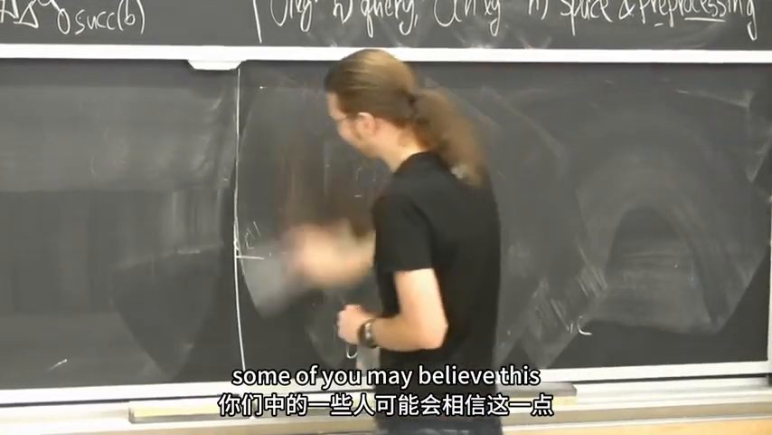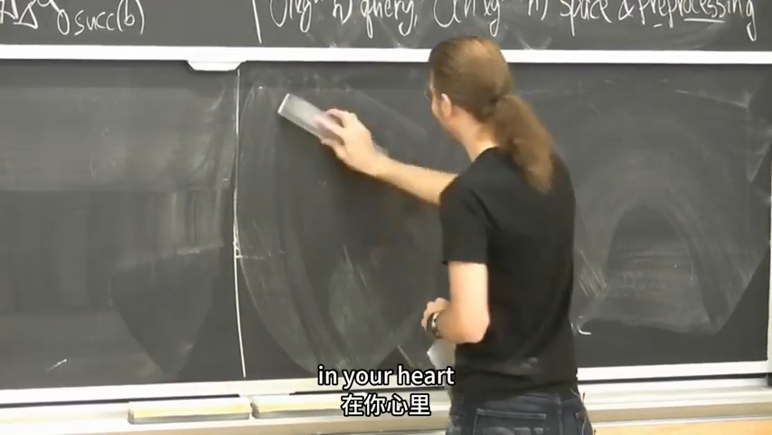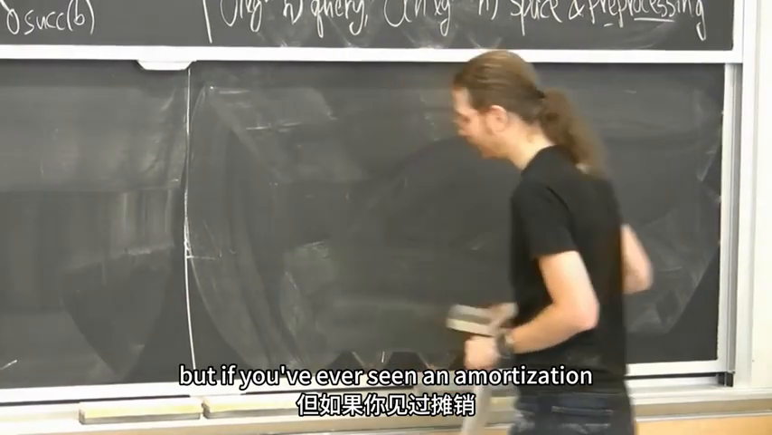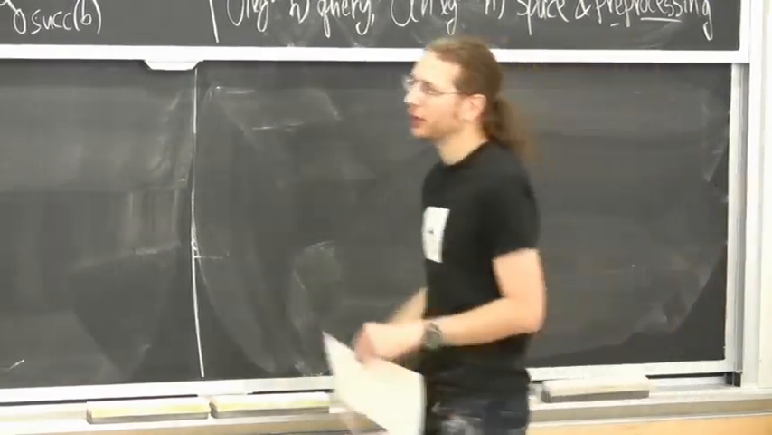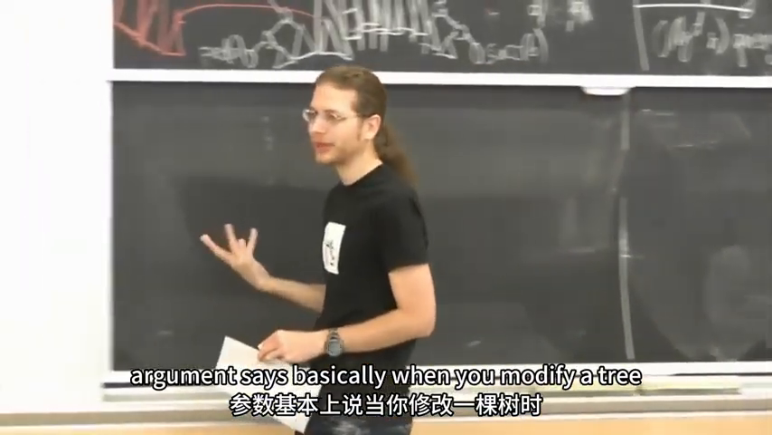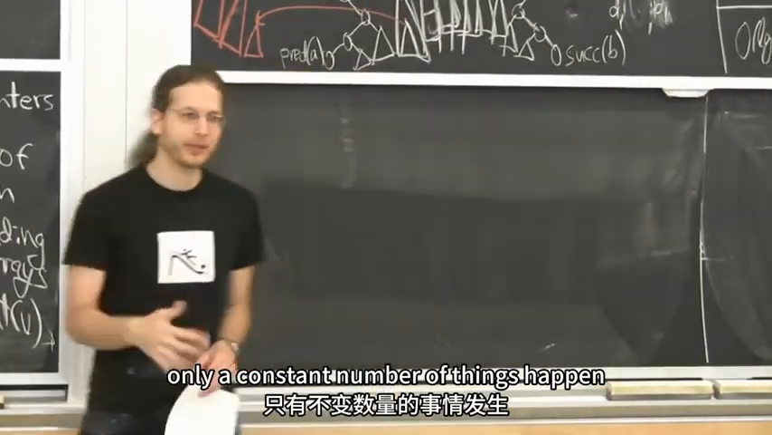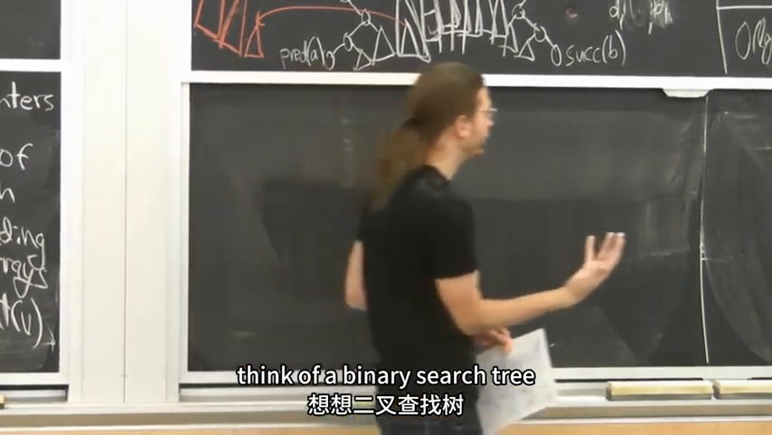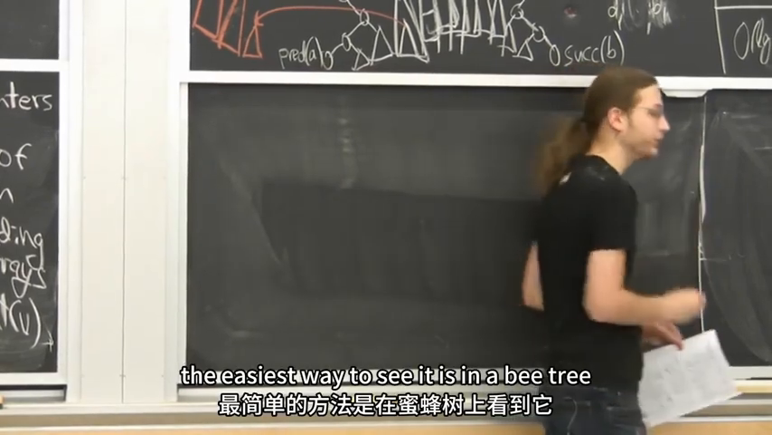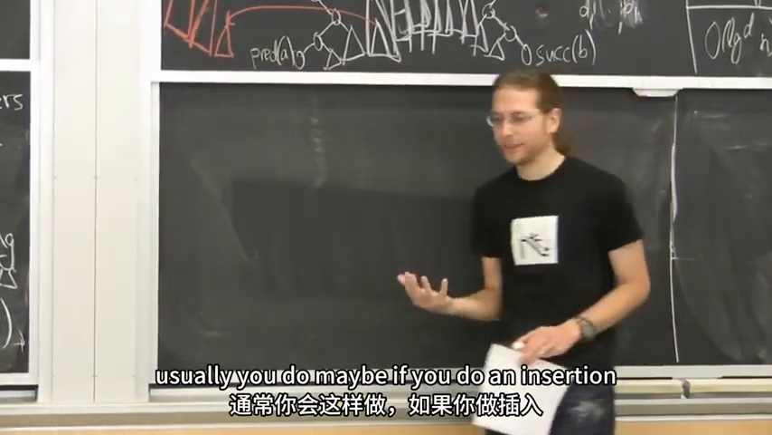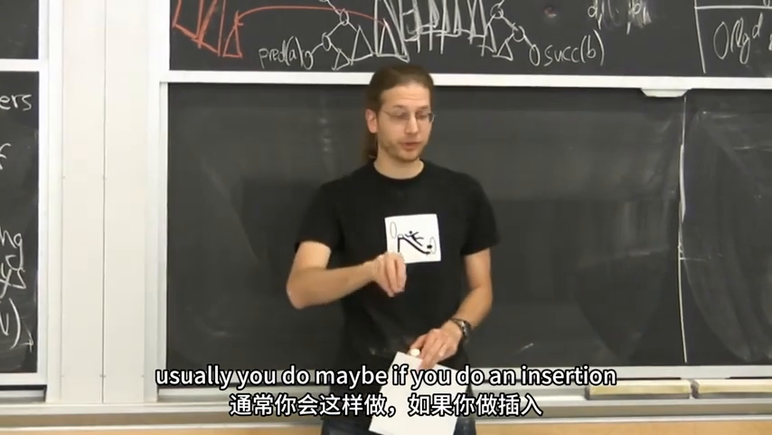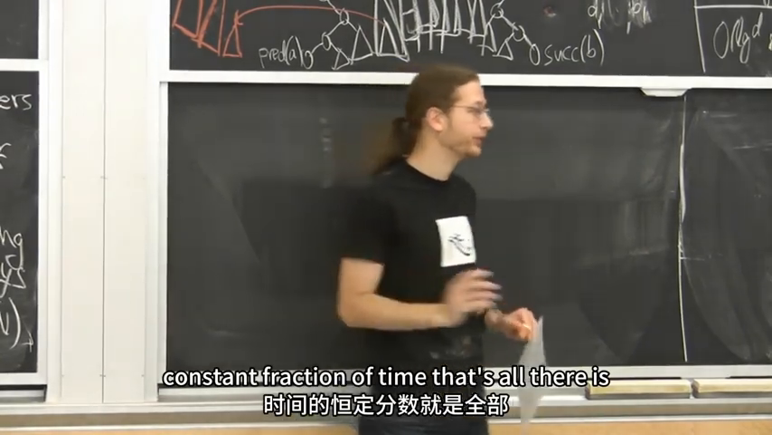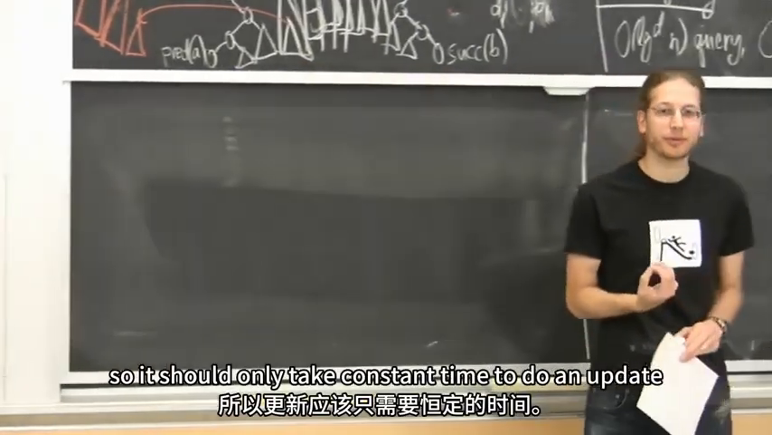Some of you may believe this in your heart. Some of you may not. But if you've ever seen an amortization argument that says basically when you modify a tree, only a constant number of things happen, and they usually happen near the leaves. Think of a binary search tree. The easiest way to see it is in a B tree, if you know B trees. Usually if you do an insertion, you're going to do maybe 1 or 2 splits at the bottom, and that's it. Constant fraction of time, that's all there is. So it should only take constant time to do an update.